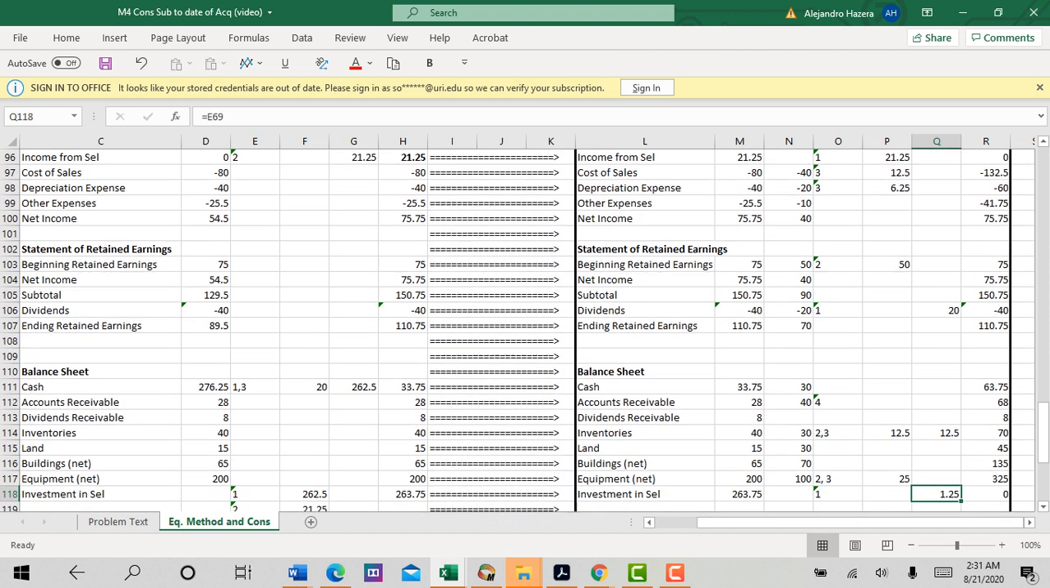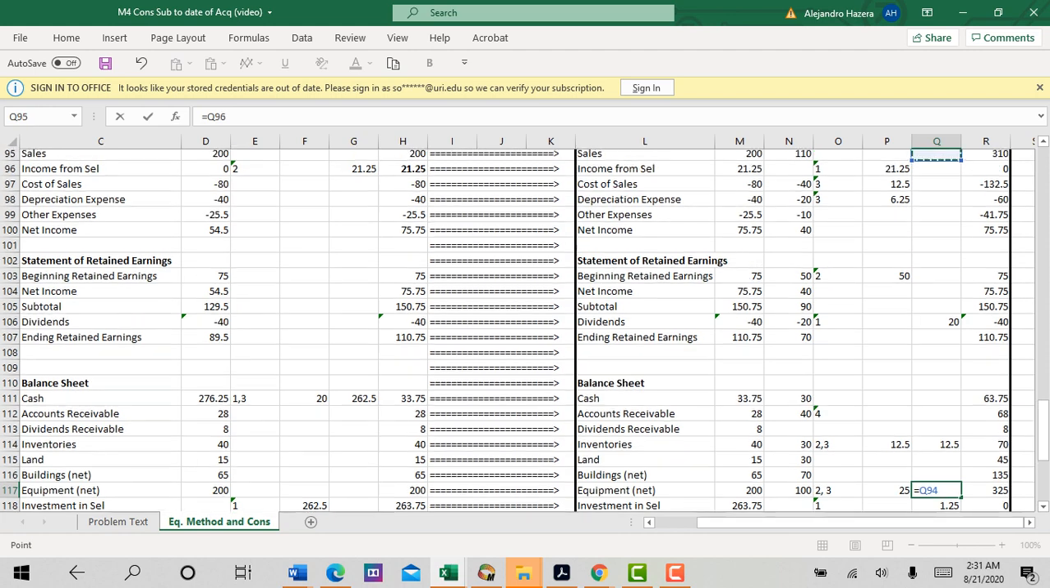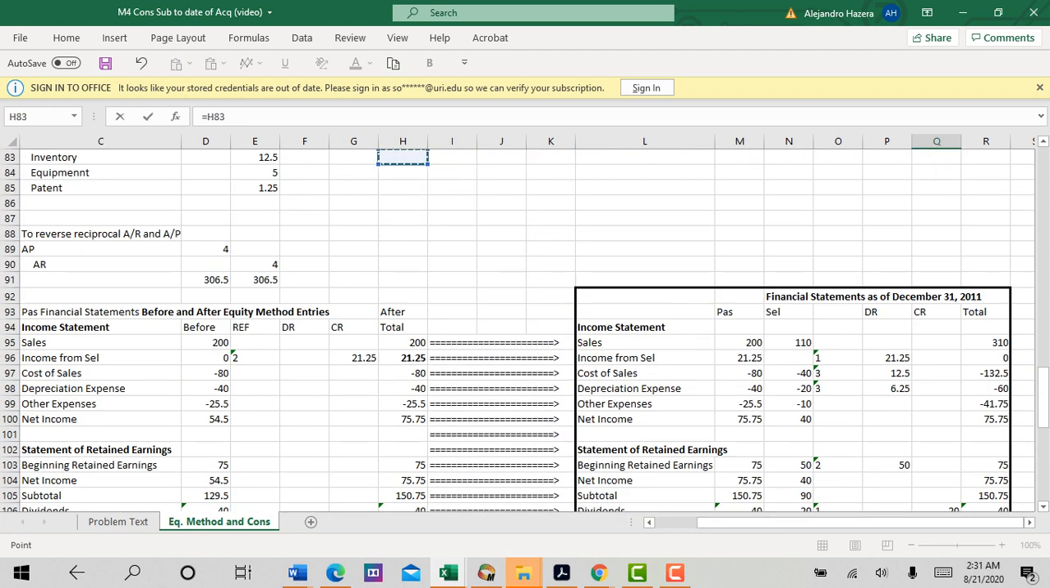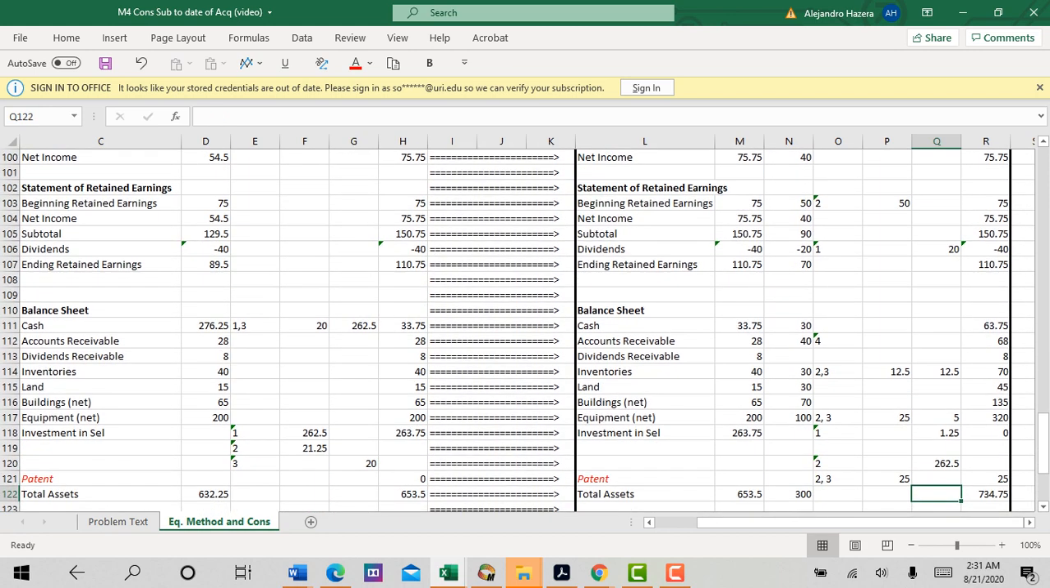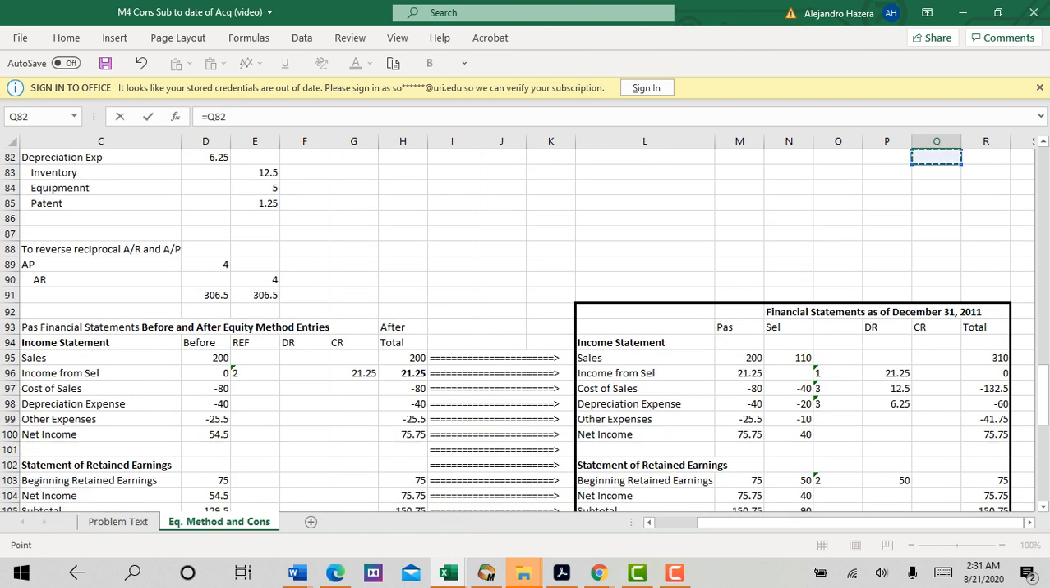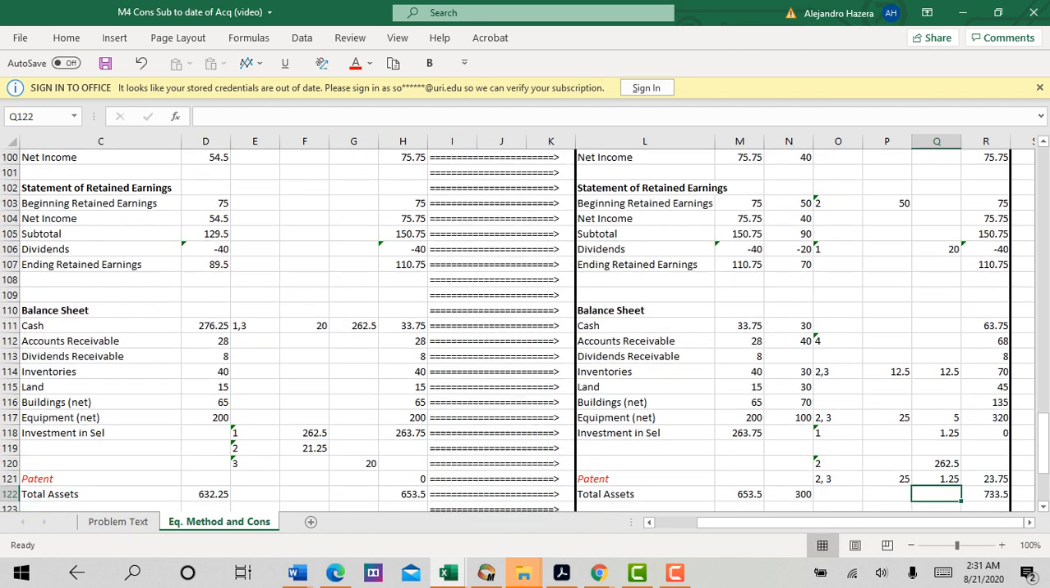Inventory is 12.5. Our equipment, we're going to take 25. No, we're going to take 5 out of the equipment. That's a long-term asset. We're going to have 20 left, which is another 4 years. And for this patent down here, we're going to take out 1.25 for the patent. That's just a coincidence that 1.25 for the patent and investment are the same. It's just pure coincidence. Okay.